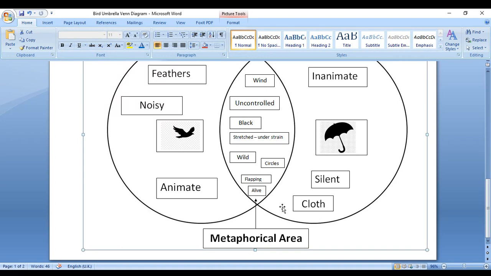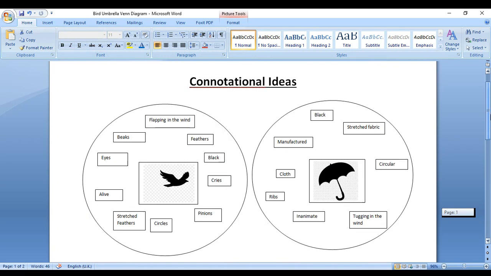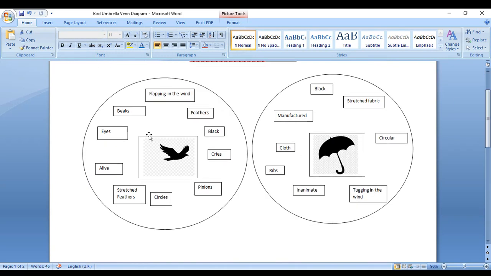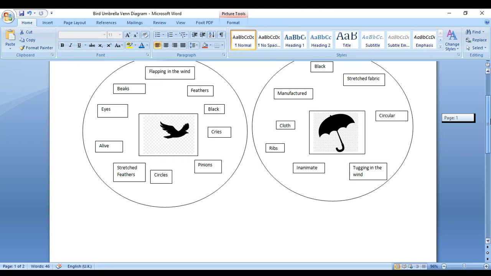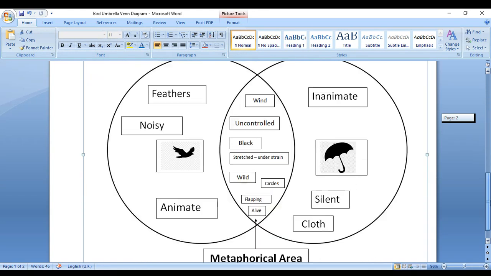So this is a technique that you can use for when you're analysing your own metaphors. Make sure that you know, first of all, the two things that are being compared, and talk about the connotational ideas, and then put the ideas together that are similar in a Venn diagram, and these are the things that you're going to be talking about in your answer.